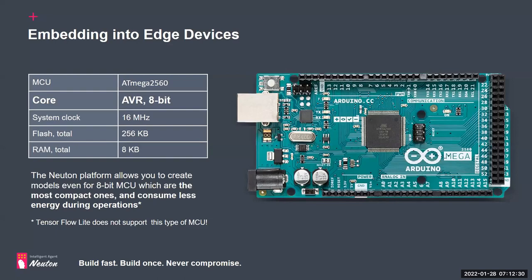And today we will create a model for an Arduino device, which is 8-bit. Which means that the model should suit this kind of microprocessors. For example, TensorFlow Lite doesn't support this type of microprocessors. This is why we decided to show you this case. So, I think we already have people on the platform, and we can switch to the platform and start.